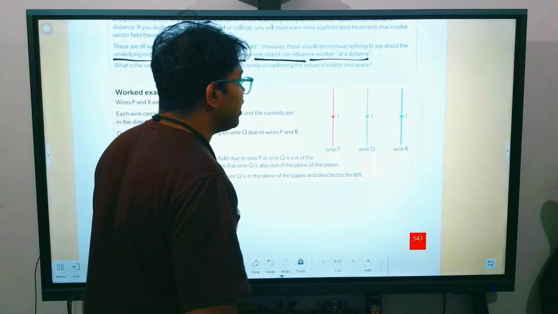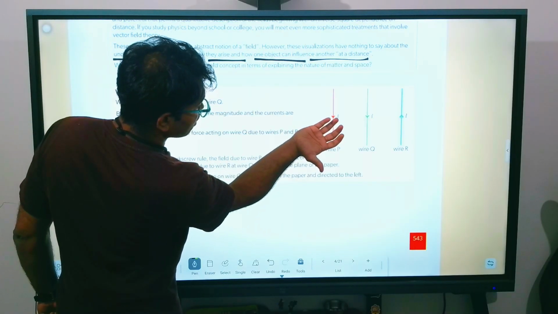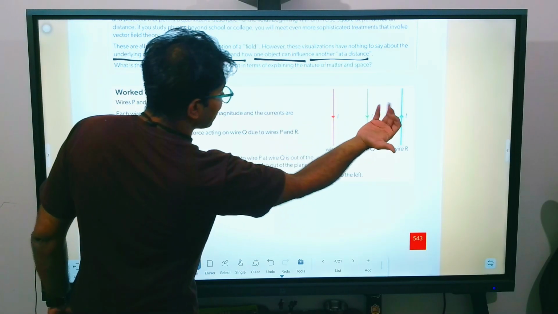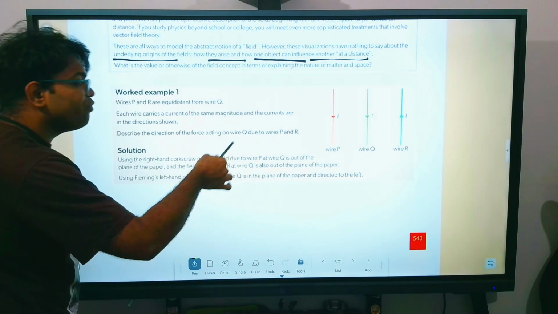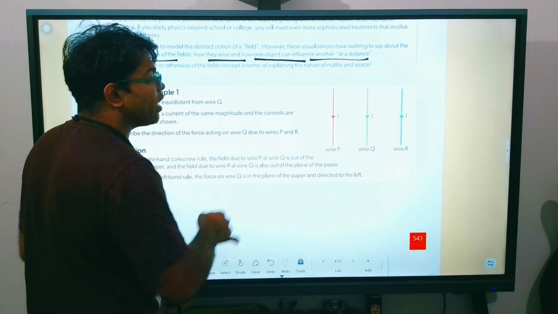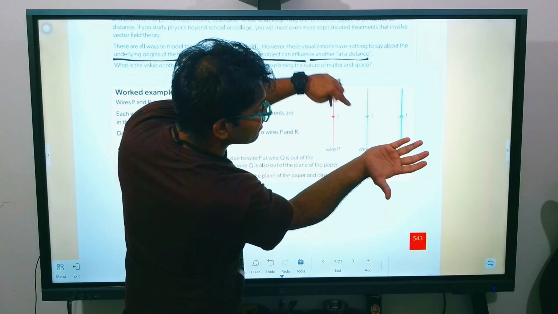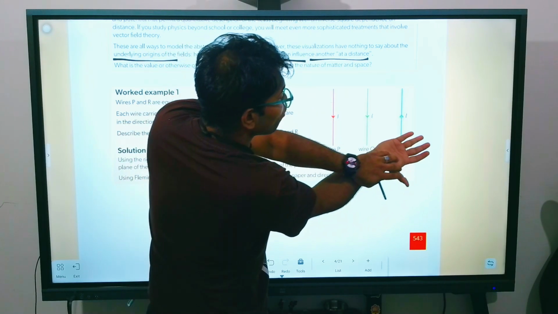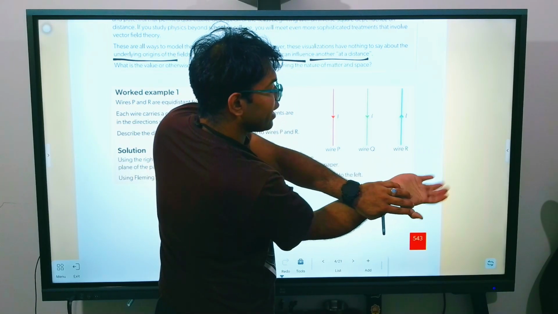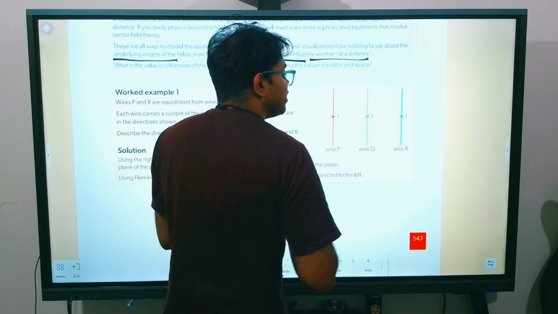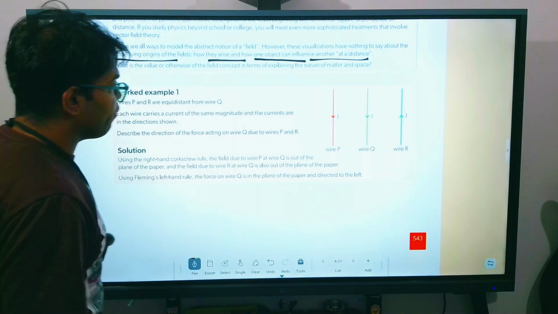Okay, so the current is in the downward direction, so the field will be in this direction here. Using the right hand corkscrew rule, the field due to the wire P at wire Q is outwards. See, look at this. The current is flowing like this, and at the position of R, the field is coming out, right? Therefore, due to the wire P, the field will be coming out of the wire.